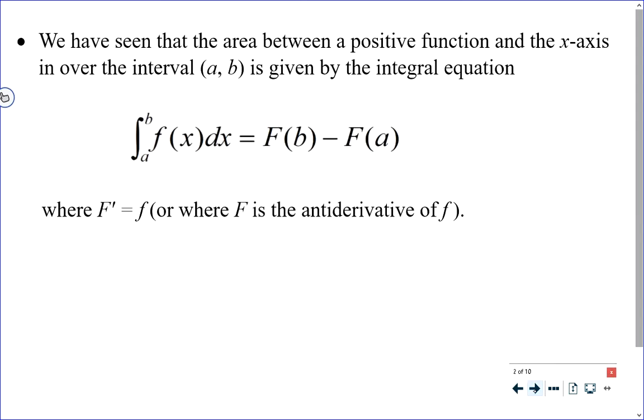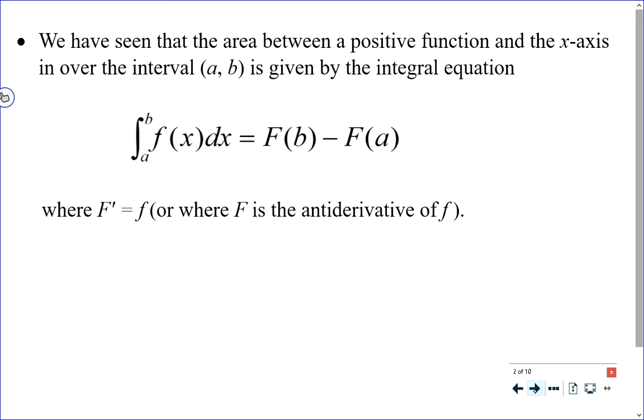To begin with here, just a reminder, we've seen that if you take the antiderivative of a function at b minus the antiderivative of a function at a, you will be finding the area between that function and the x-axis if the function was positive in that interval, which means if the function was above the x-axis, and if the function was continuous.